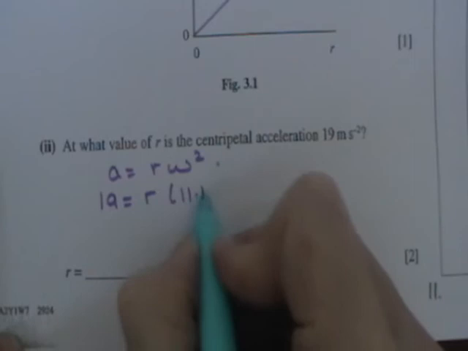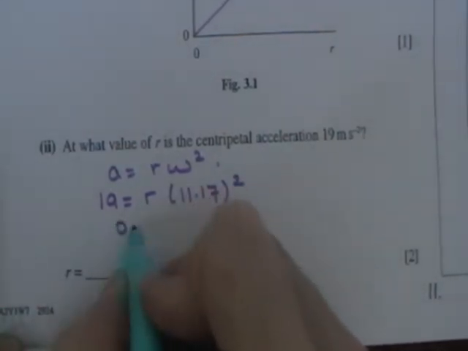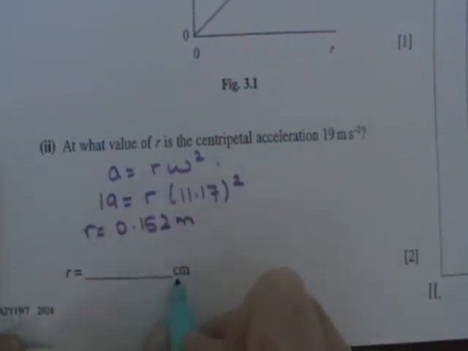At what value of r is the centripetal acceleration 19 metres seconds to the minus 2? So A is equal to r omega squared. 19 is equal to r times 11.17 squared. And when you rearrange that, r comes out to be 0.152 metres, or we're asked for answer in centimetres, so it's 15.2 centimetres.